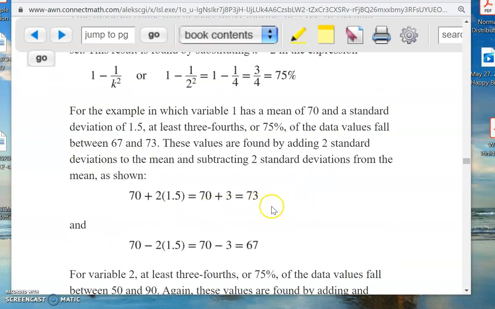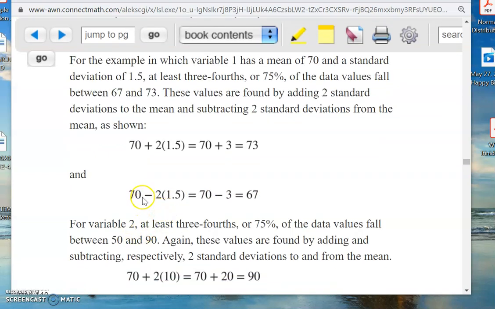Okay, so going back up here to where we left off, you add or subtract 2 standard deviations. In this particular example, the standard deviation is 1.5, and the mean is 70. So 70 plus 2 times 1.5 is 70 plus 3, which is 73. And X bar subtract 2 standard deviations would be 70 subtract 3, which is 67. So between 67 and 73, that's the 2 standard deviations on each side of the X bar.